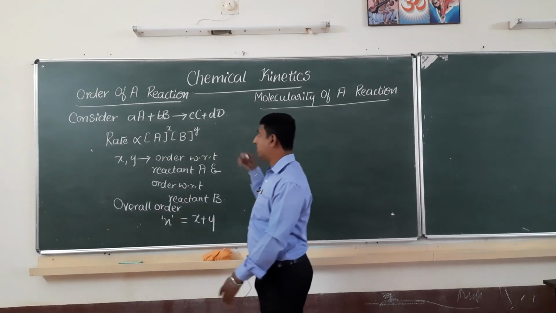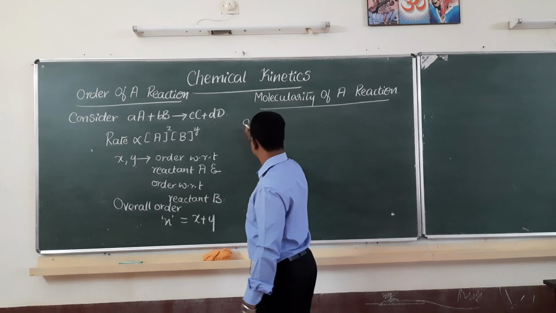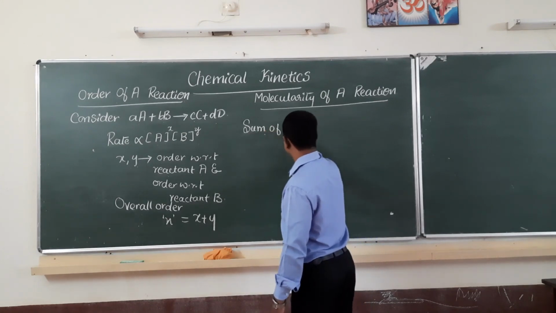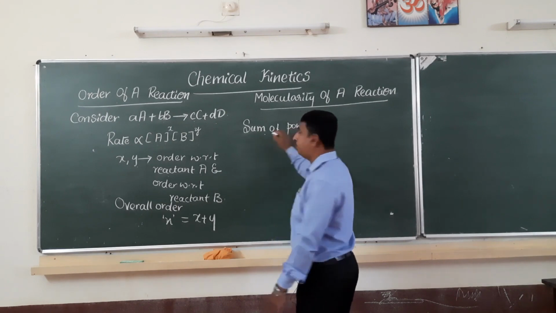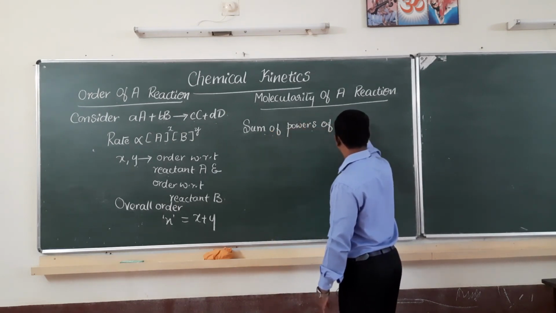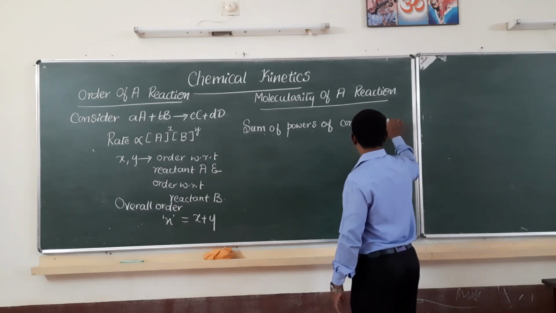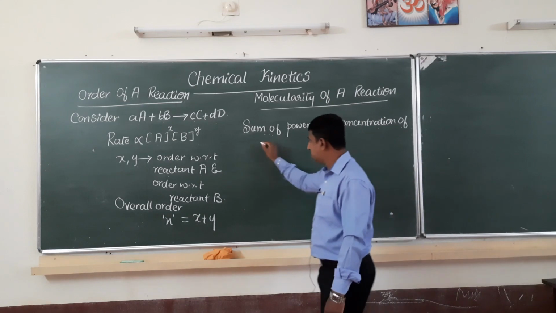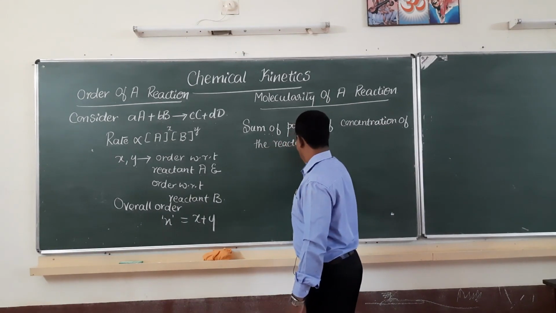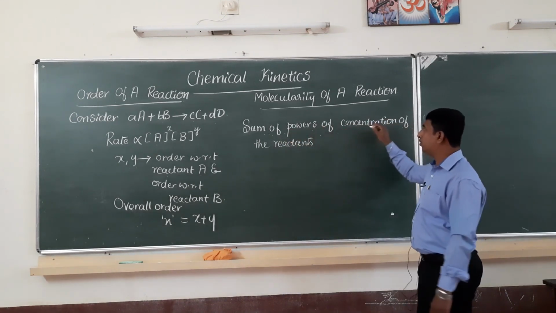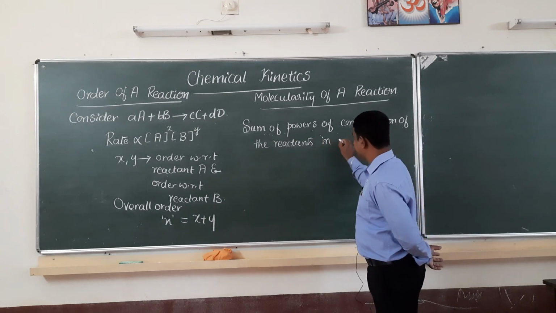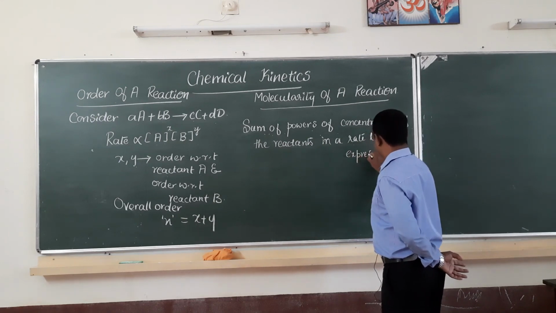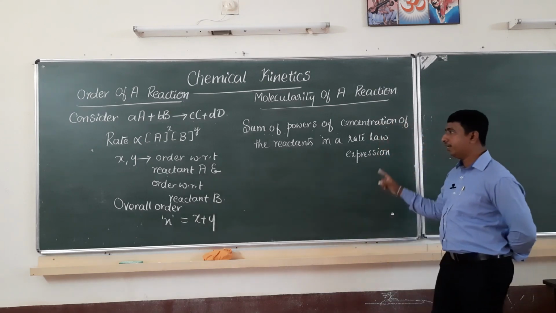Now, what is the definition of order then? See, order is defined as the sum of powers of the concentration of the reactants in a rate law expression. A rate law expression, it is called as order.